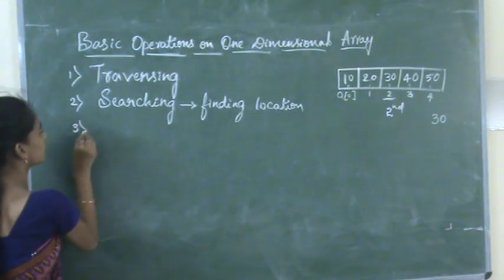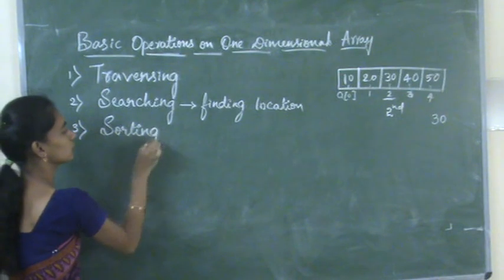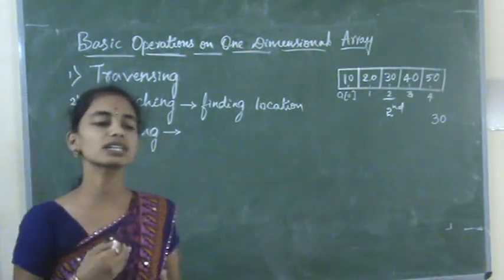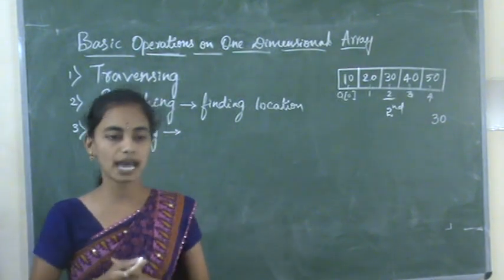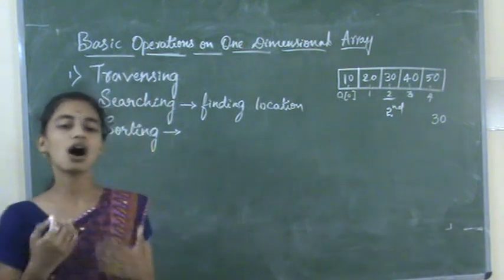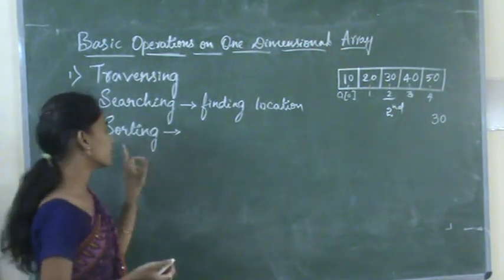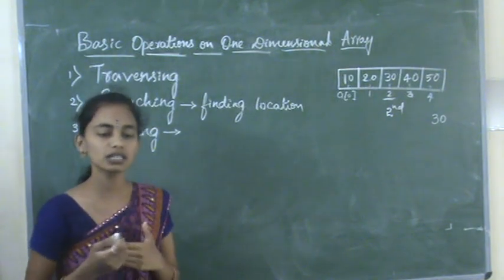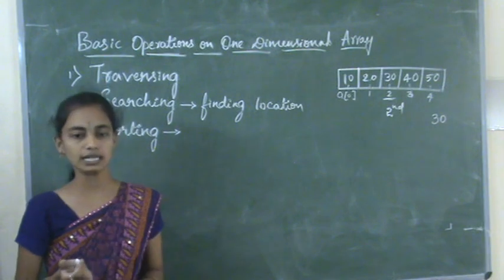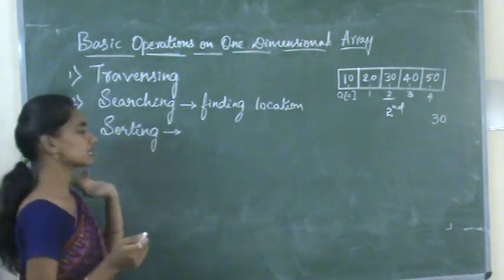The next operation is sorting. Sorting means arranging the elements of an array in some order, either ascending order or descending order. That we call sorting.